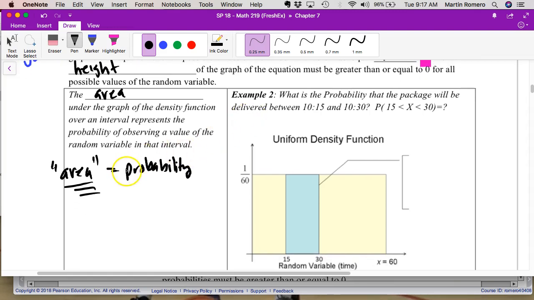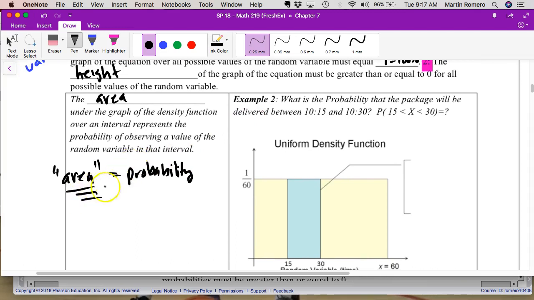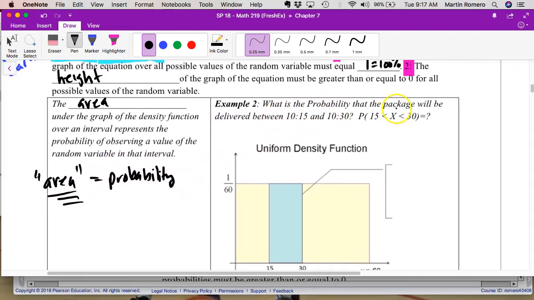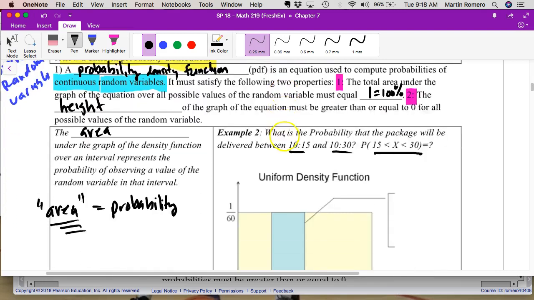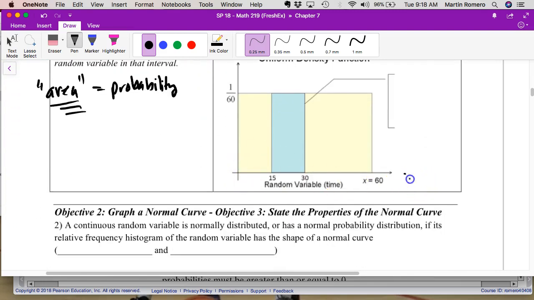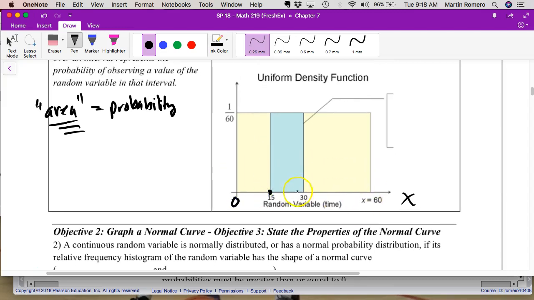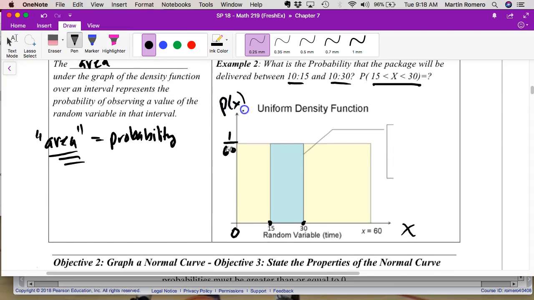And we don't calculate areas with formulas. We do, but we use StatCrunch to get that. And so, for example, what is the probability that the package will be delivered between 10:15 and 10:30, right? That the X value is between, that the package comes between 10:15 and 10:30. We're using the same situation. And so our variable X on the X-axis goes from 0 to 60. And what we're concerned about, what is the probability that it will come between here? Now, 1/60, this is our height here on this side. Where does that value come from?